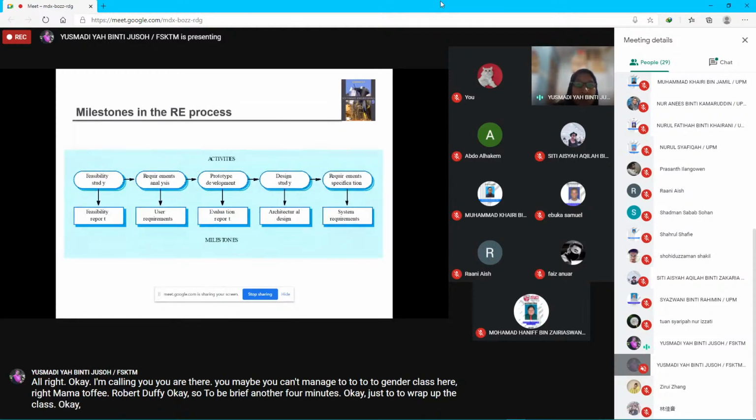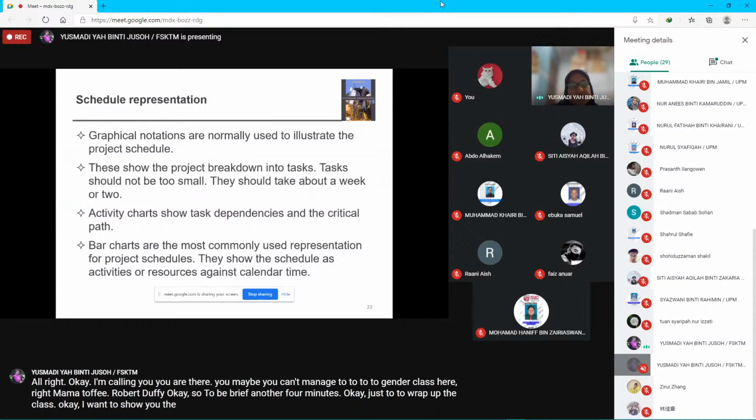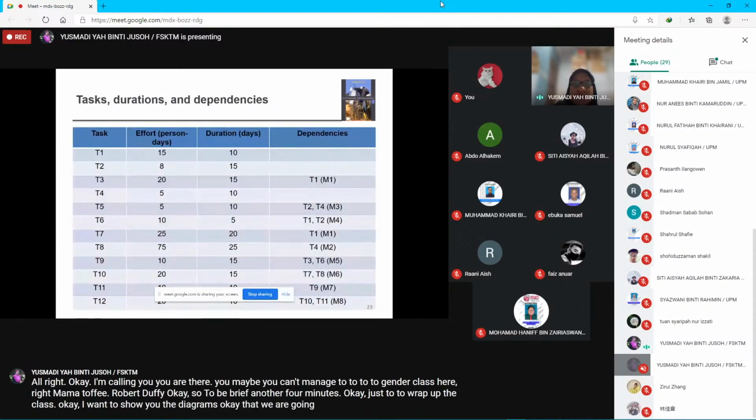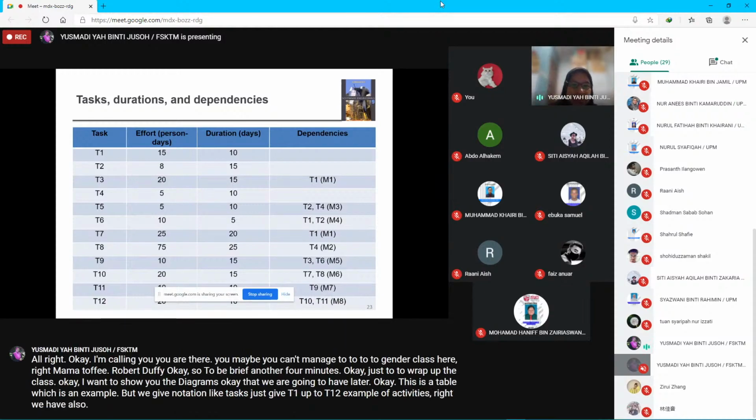Okay, I want to show you the diagrams that we are going to have later. This is a table which is an example, but we give notation, like for the tasks we just give T1 up to T12, as examples of activities. We also have durations, effort percentage, just ignore the second one, durations in days, and we have dependencies.